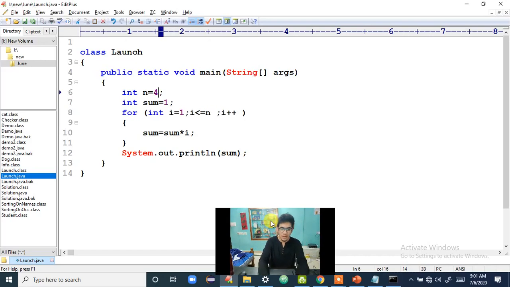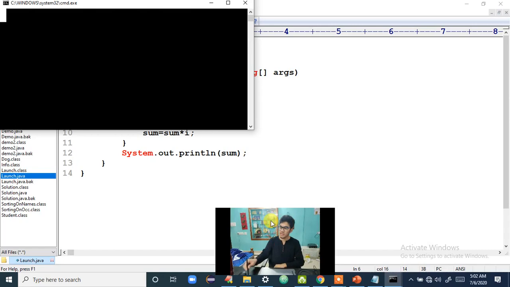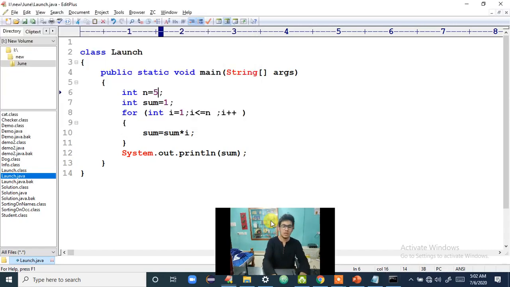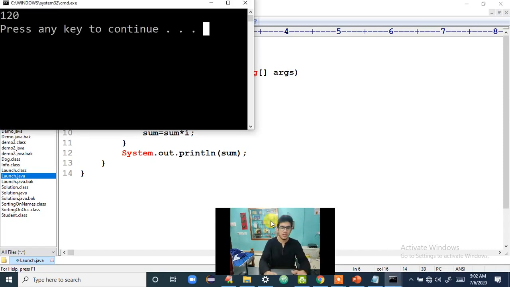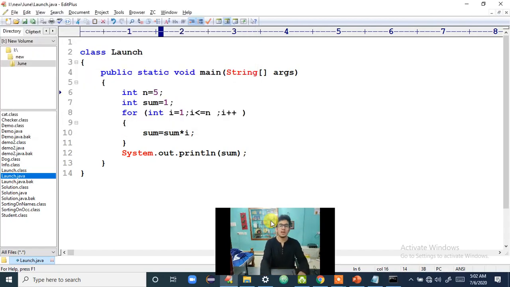If I make n value as 5, I hope it is very clear for you. 5 factorial is 120, because 5 into 4 into 3 into 2 into 1 is 120. So we have got the output here. What changes did we have to make? Sum is equal to sum plus I should change to sum is equal to sum into I, because now I have to do multiplication. Not only that, initially my sum was 0 because that is for addition. Now since I am doing multiplication, it has to be 1.